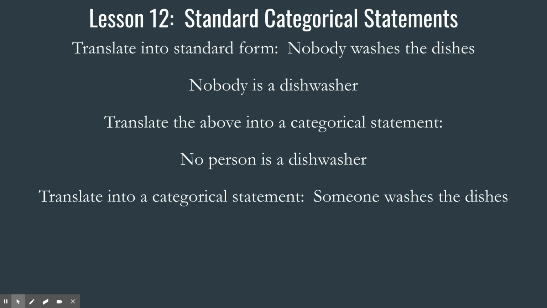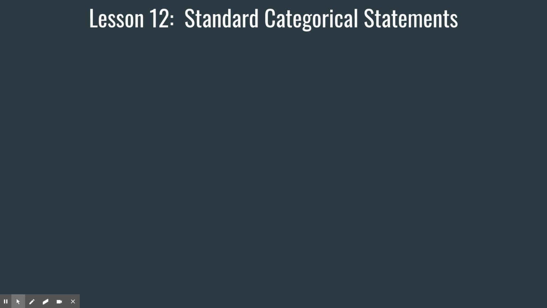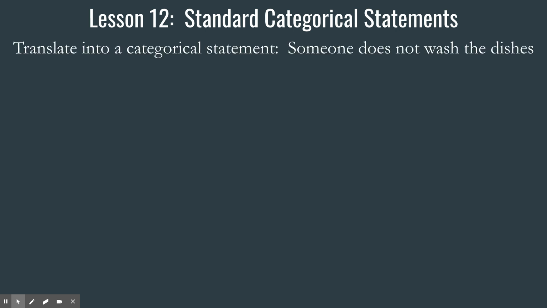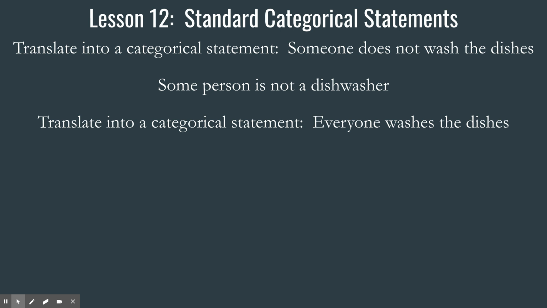So how about this one? Someone washes the dishes. How do we make that into a categorical statement? Yes? Some people, or even better, some person. Again, we're keeping the same verb all the way down. But yes, some person is a dishwasher, or some people are dishwashers. So you guess what, I got the hang of this? How about this one? Someone does not wash the dishes. How would that be? Some person is not a dishwasher. So how about this one? Everyone washes the dishes. George?